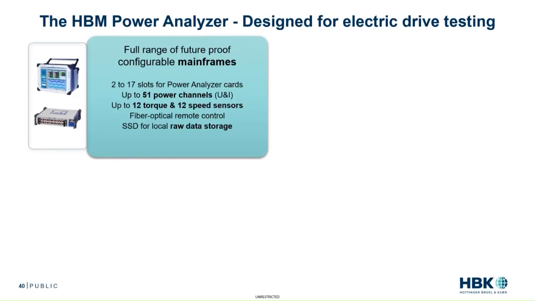You have here a variety of different mainframes you can consider, anywhere from 2 to 4, 7, even up to 17 slot mainframes, and additional mainframes can be synchronized together for a single system if you need to go even further and beyond a single mainframe. In a single mainframe, you can actually have up to 51 power channels. You can have up to 12 torque and 12 speed sensors, and even have fiber optic remote control. Maybe you want to store to an SSD locally on the mainframe itself.